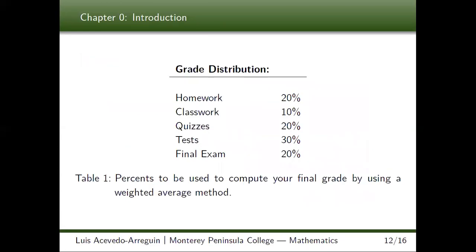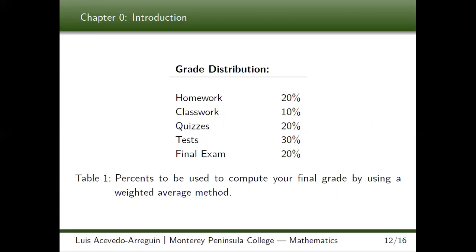This is the way that you're going to get your weighted average at the end for your final grade. You're going to get 20% from your homework, 10% from classwork, 20% from quizzes, 30% from tests, and finally 20% from the final exam.